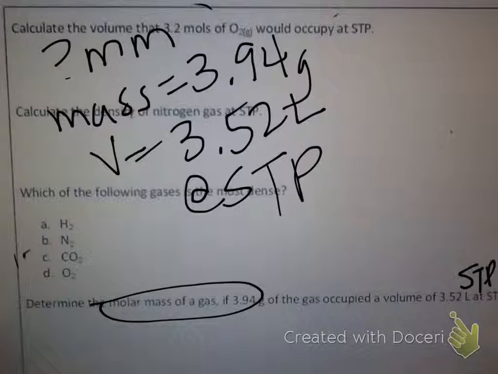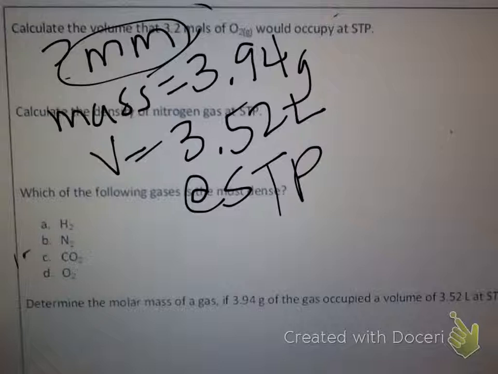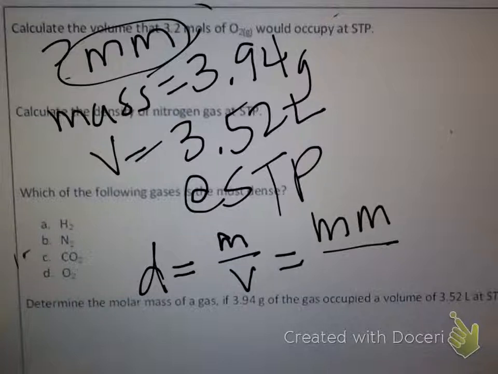Okay. Determine the molar mass of a gas if you're given the mass and the volume, and it's STP. We did have an equation that we talked about earlier, and we said we could rearrange it to determine the molar mass of a gas, and that was the density equation. So I'm going to go back to the density equation. I'm going to erase here. The density of any gas is the mass divided by volume, but could also be molar mass divided by molar volume.